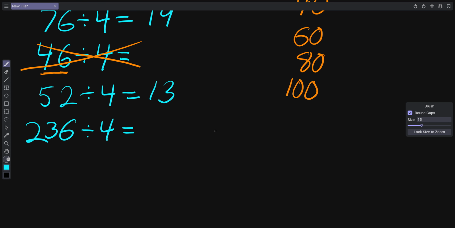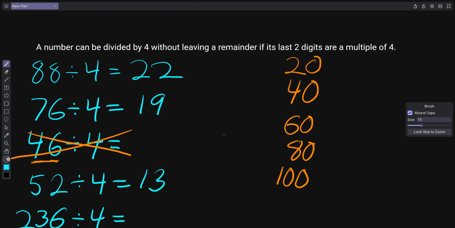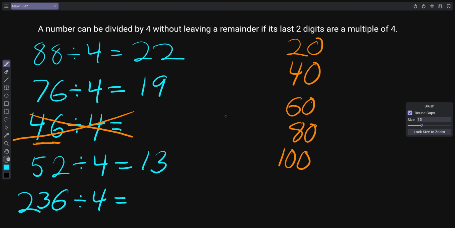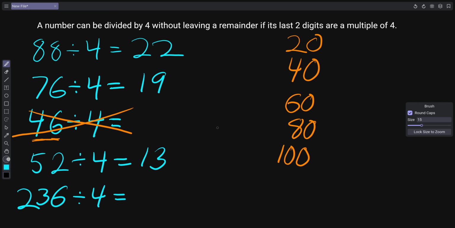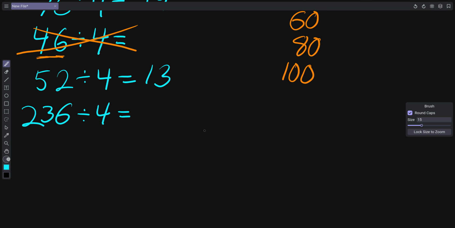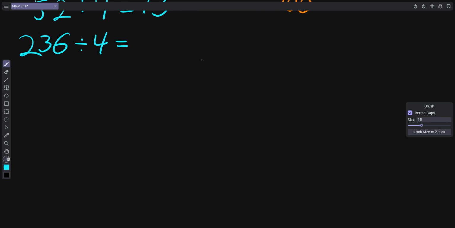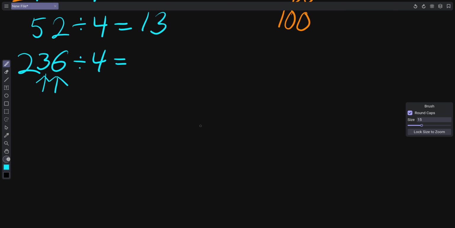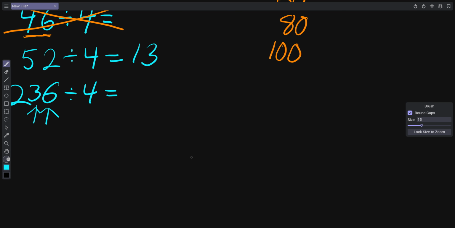Well, let's go back up to the rule. And the rule says that we only have to look at the last 2 digits of the number to know if it is evenly divisible by 4. So we look at 3 and we look at 6. So is 36 evenly divisible by 4?